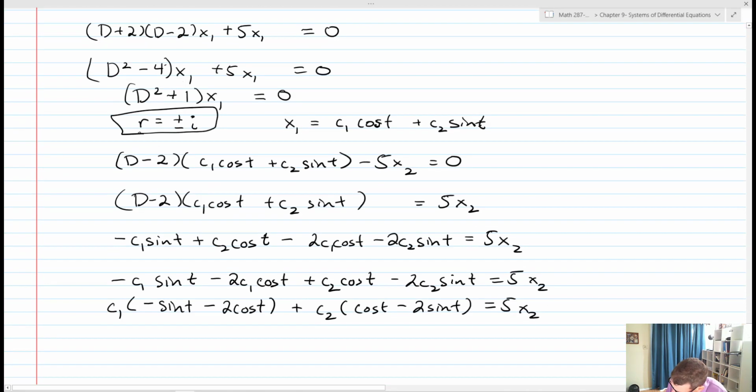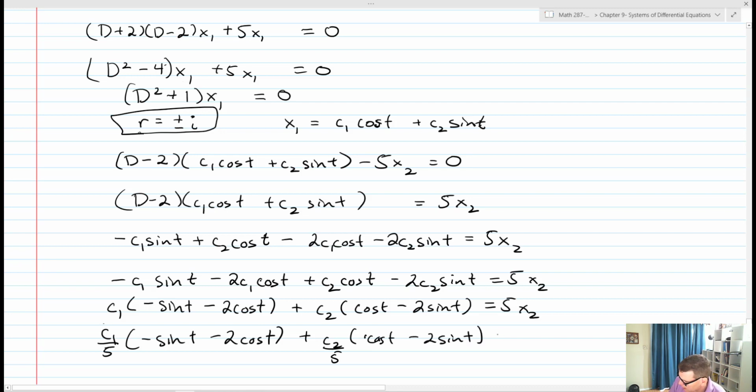Then I'm going to divide by 5. And so what I'm left with is this whole thing divided by 5. And unlike in other cases, we want to make sure that our c1s and our c2s, we actually keep in that division by 5. It's actually going to end up being really important. So we divide through by 5. We're going to get c1 over 5 times negative sine t minus 2 cosine t plus c2 over 5 times cosine t minus 2 sine t. And that'll equal x2. So that's x2.